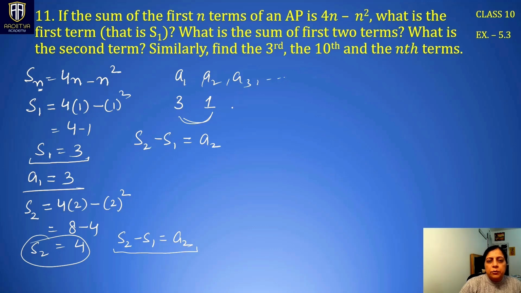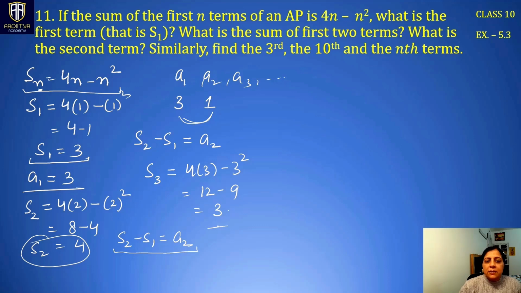Now we come to S3. I can directly tell you that formula, but you should know how it gets derived by doing these basic things. S of 3 we can find from this formula. This is 4 times 3 minus 3 square. 12 minus 9, that is 3. Now the sum of the first term was 3. When we added the second term, it became 4. Now again we are adding one more term to the sequence, and the sum is becoming 3.